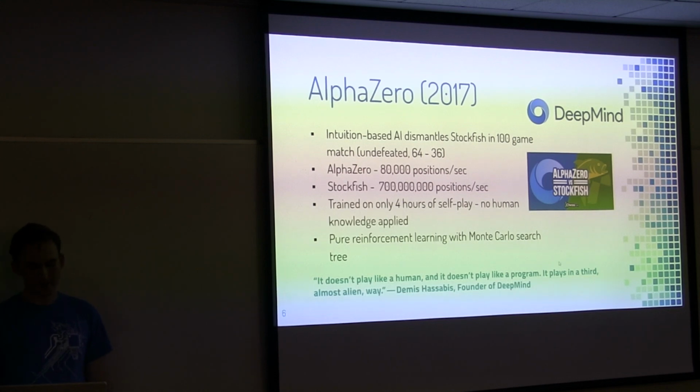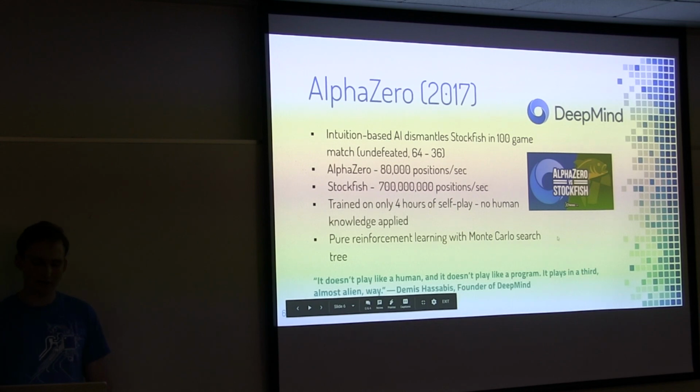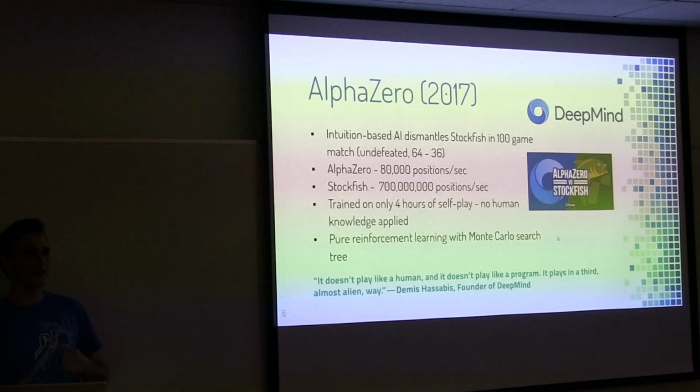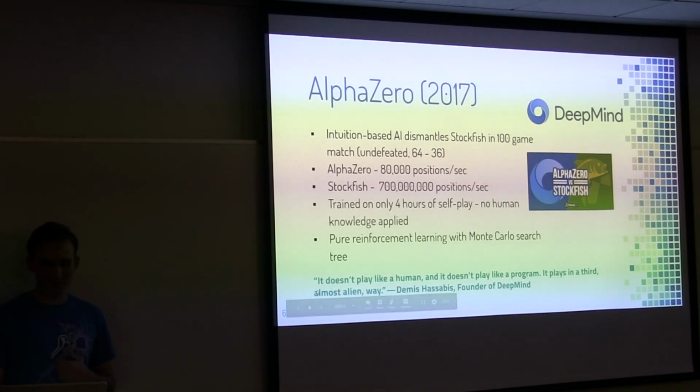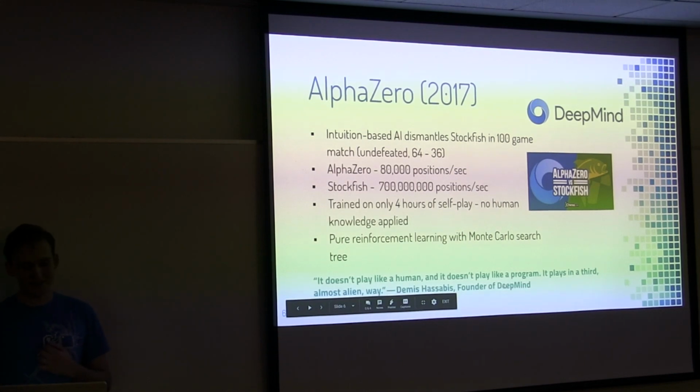And it did this with a combination of reinforcement learning and Monte Carlo tree search. I would actually highly recommend the documentary AlphaGo, which is now on Netflix. I should have put it on the slide. There's also a pretty neat quote by the founder of Google DeepMind down here: it doesn't play like a human, doesn't play like a program, it's something in between.